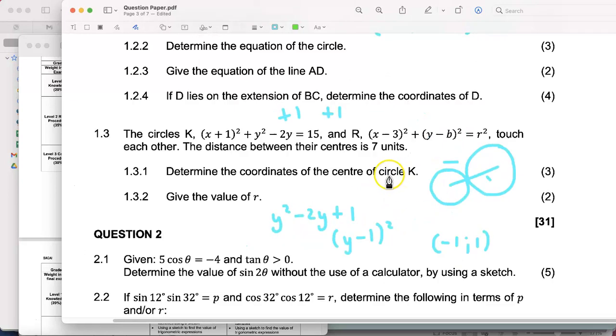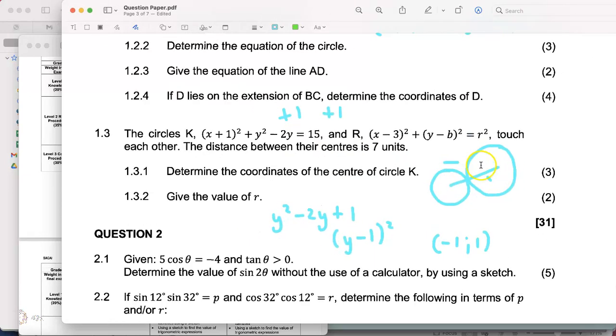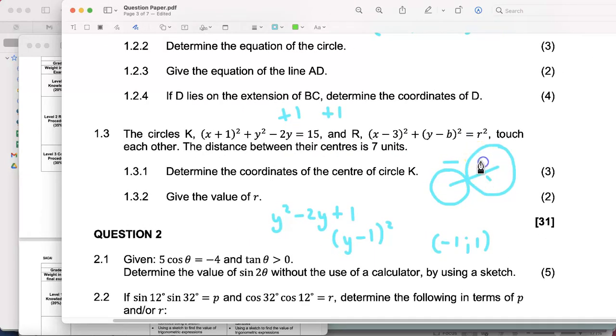Great, that's the center. Now they've asked, what is the value of R? What you'll notice on this side is that this becomes 16, isn't it? So this one's radius squared is 16, which means its radius is 4. This distance, we said, was 7, which means the other circle's radius must be 3. So that's that one's radius. Great, that's it.